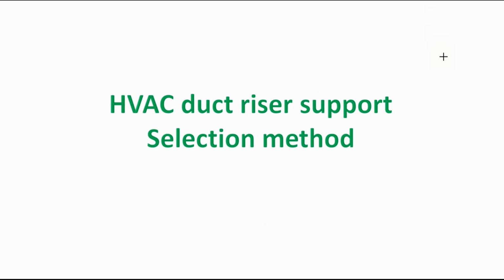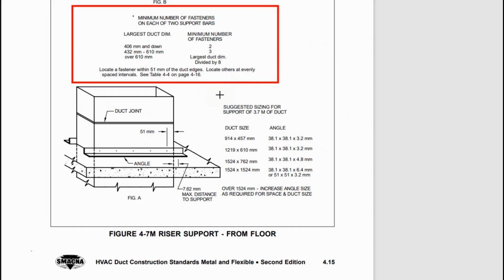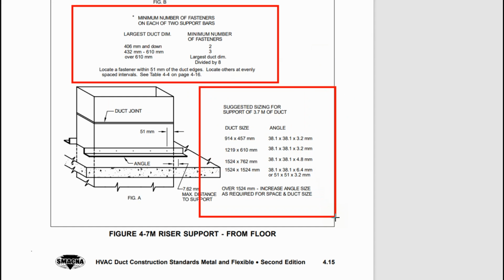First, we will select the duct riser support using the table given in SMACNA. Then we will do a general structural calculation for other sizes. To select the angle size for duct riser support, we use this table. As per this table, up to the duct size 1200 into 610 millimeter, we use an angle 38.1 into 38.1 into 3.2 millimeter.